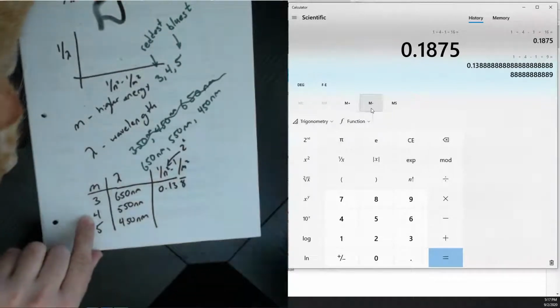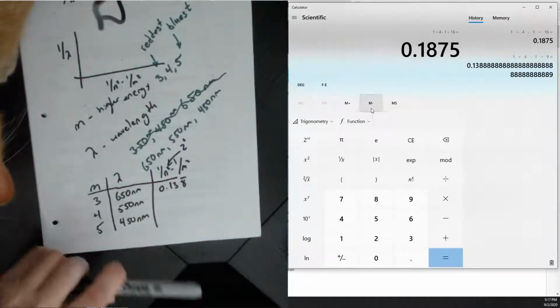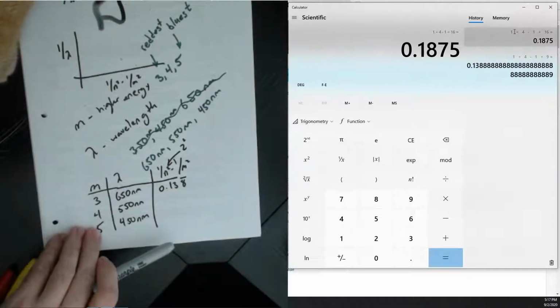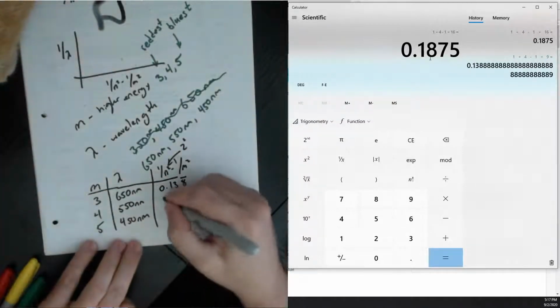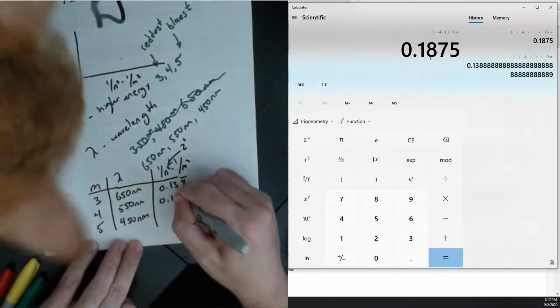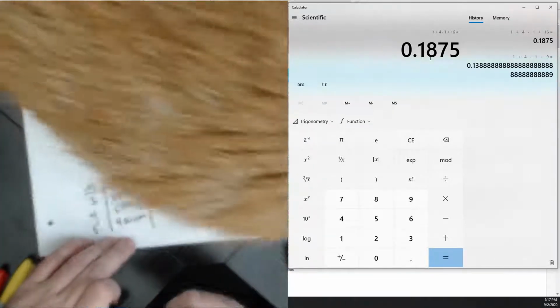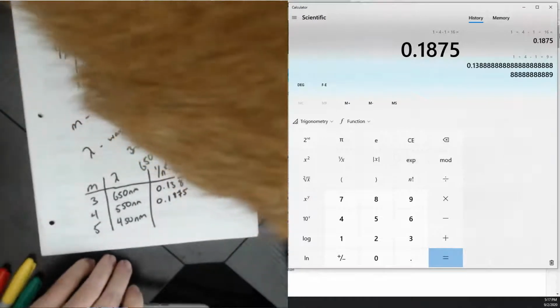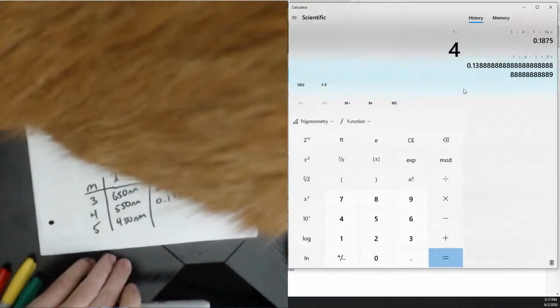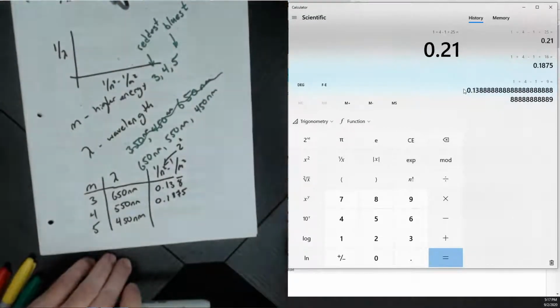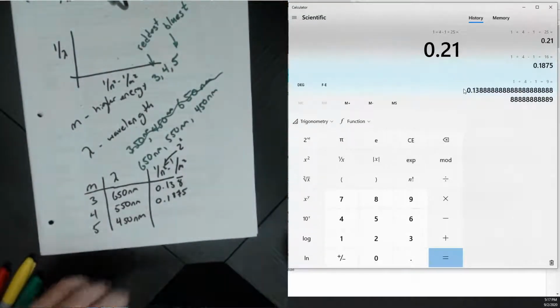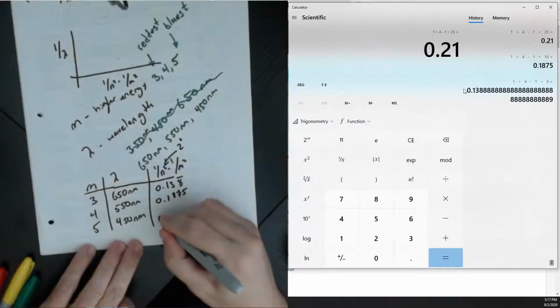because you'll notice that I'm doing the squaring already. So 2 squared is 4, and then 3 squared is 9, 4 squared is 16, etc. So 1/4 minus 1/16 gets us 0.1875, and then 1/4 minus 1/25 gets us 0.21.